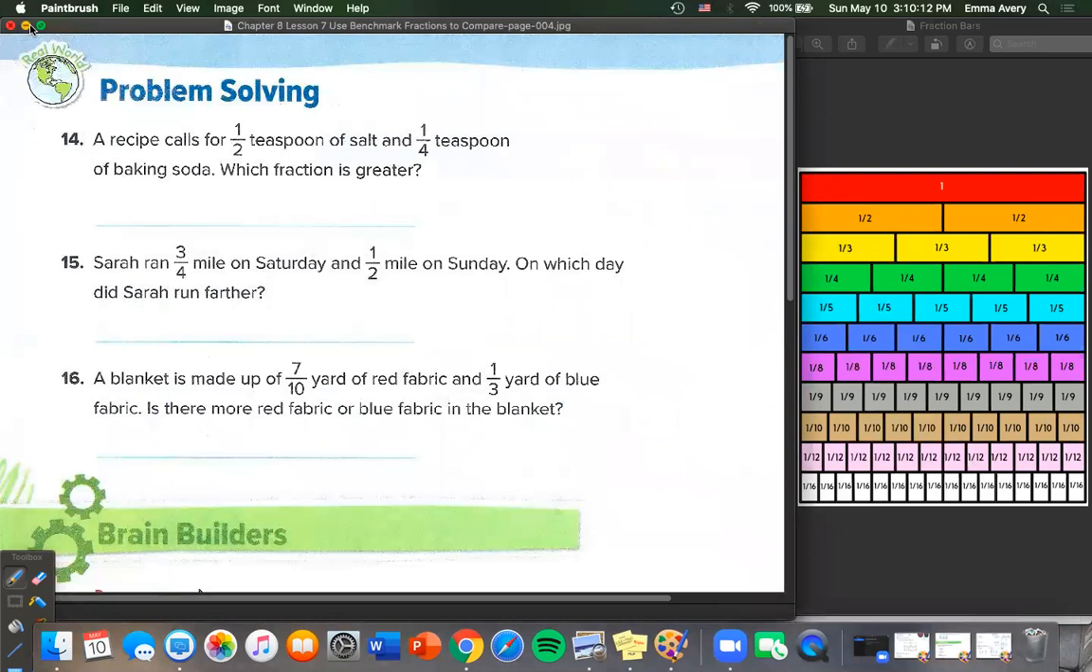Problem solving. A recipe calls for 1/2 teaspoon of salt and 1/4 teaspoon of baking soda. Which fraction is greater? Well, which fraction has more, 1/4 or 1/2? Well, we'll leave 1/4, but we can change 1/2 into 2/4. That's the same. So 1/4 is less than 2/4. So which fraction is greater? The salt.